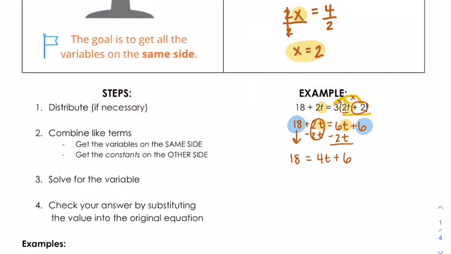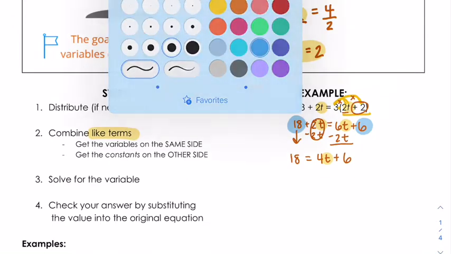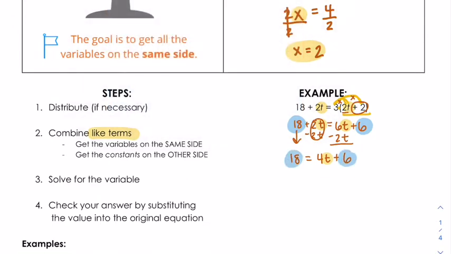So now I'm getting closer. I now only have my t's in one spot, but I'm still not finished combining like terms. I've got to get these constants, these plain numbers together. I've got an 18 and a 6. And that is what I want to do to try and get this 4t by itself. So I'm going to subtract 6 over here and over here. 6 minus 6 is 0, leaving me with just 4t, equals 18 minus 6 is 12.